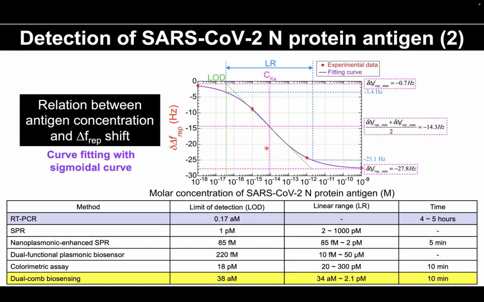From the curve fitting result, we obtain the sensing performance of the dual-comb biosensing, highlighted by a yellow color. So the limit of detection was 38 attomolar. Linear range was 34 attomolar to 2.1 picomolar, and the testing time is only 10 minutes. For comparison, the sensing performance of other testing methods for SARS-CoV-2, including PCR and other biosensors, is summarized. Only the dual-comb biosensing can achieve both high sensitivity and short testing time.